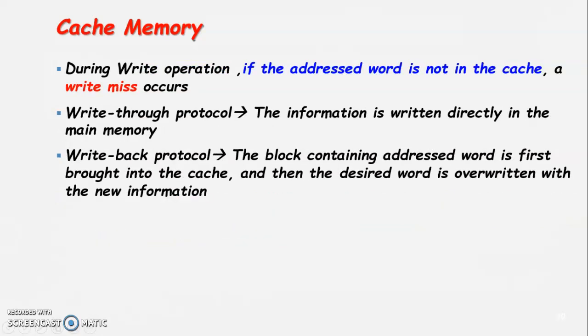During a write operation, if the addressed word is not in the cache, a write miss occurs. If the write-through protocol is used, the information is written directly to the main memory. If the write-back protocol is used, then the block containing the addressed word is first brought into the cache memory, and then the desired word in the cache is overwritten with the new information.